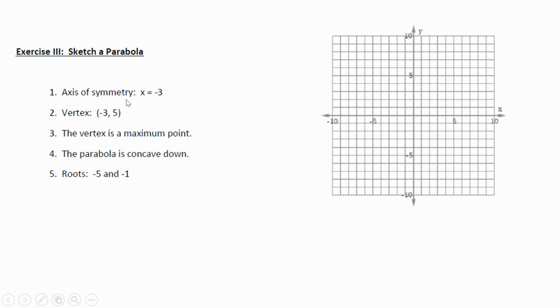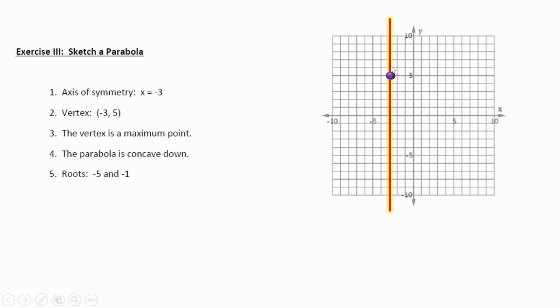And so I'm going to start out by graphing this. I'm going to put my vertex on there, my axis of symmetry on there. It's x equals -3. So I know that this line is going to go through the middle of my parabola. So I'm going to go ahead and sketch that line on there. Then I'm going to put the point -3, 5 on. And so the point -3, 5 is right here. I went to the left 3 and up 5.